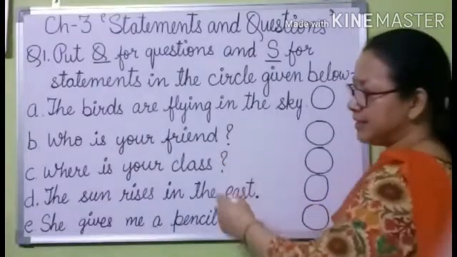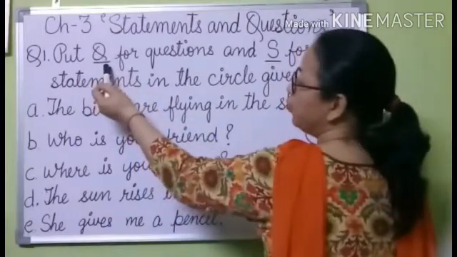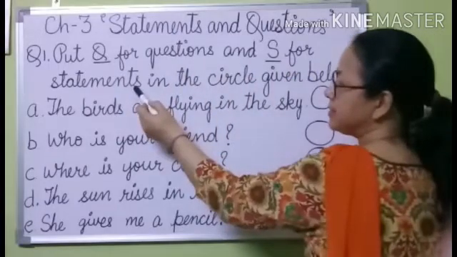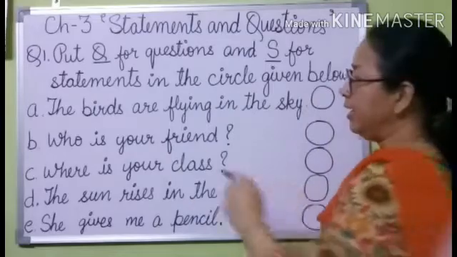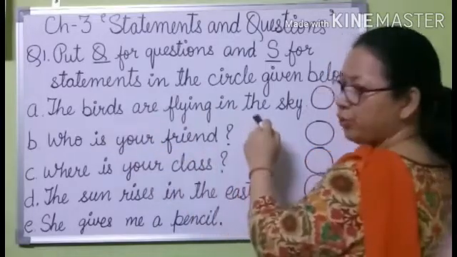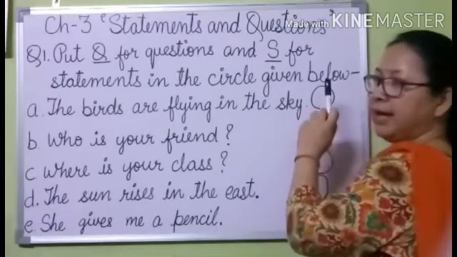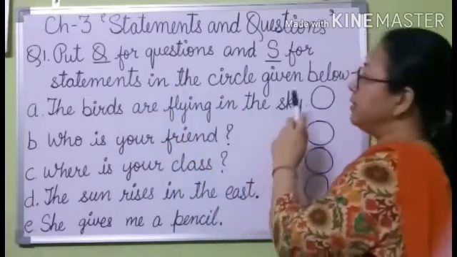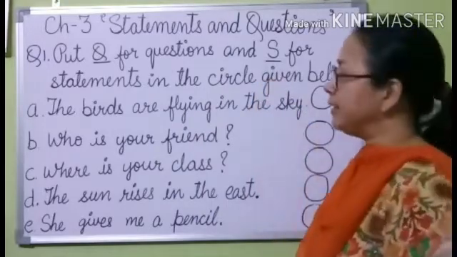Here are some sentences. Read them carefully and put Q for questions and S for statements in the circle given below. Means to say, if the sentence is a question, then you have to write Q in the circle, and if the sentence is a statement, then you have to write S in the circle. Let's start.